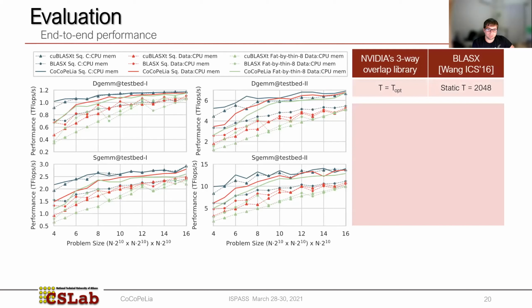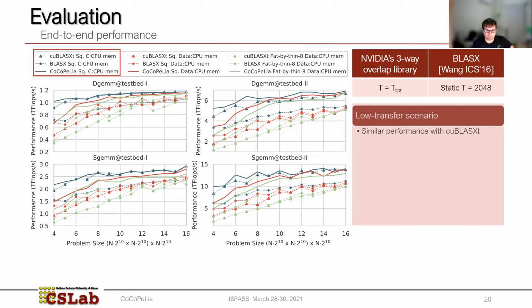Last, we evaluate the end-to-end performance of CoCoPeLia versus two optimized end-to-end offload libraries: NVIDIA's cuBLAS using the optimized tile size for its problem, and BLASX using a predefined static tile size. The first case is a square problem with only the C matrix on the CPU, resulting in a load transfer scenario. CoCoPeLia shows similar performance with cuBLAS, resulting in an average speedup of 8%.